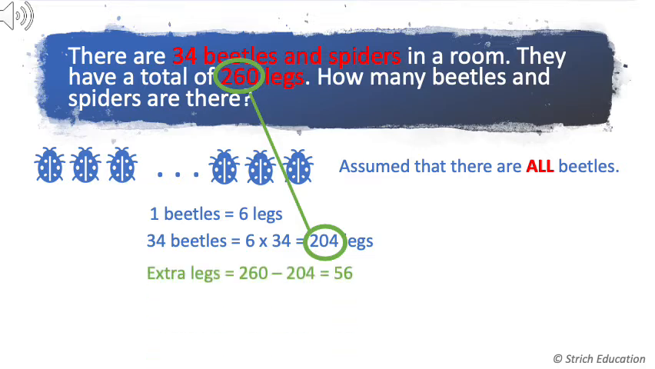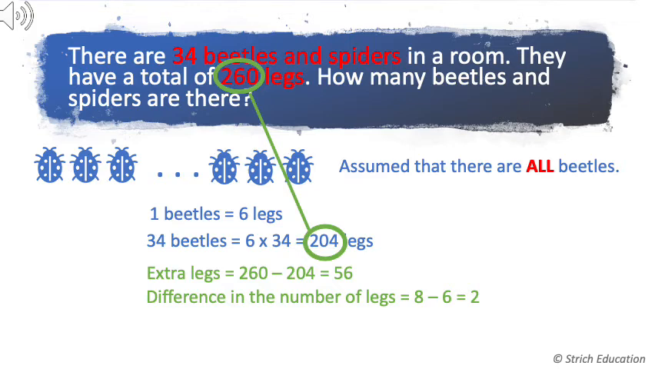260 from the story take away the 204 legs in our assumption. We know that there are 56 extra legs. We also know that the difference in the number of legs between a beetle and a spider is 2. A spider has 2 more legs than a beetle. That 2 extra legs that each spider has makes up for the extra 56 legs in the room.